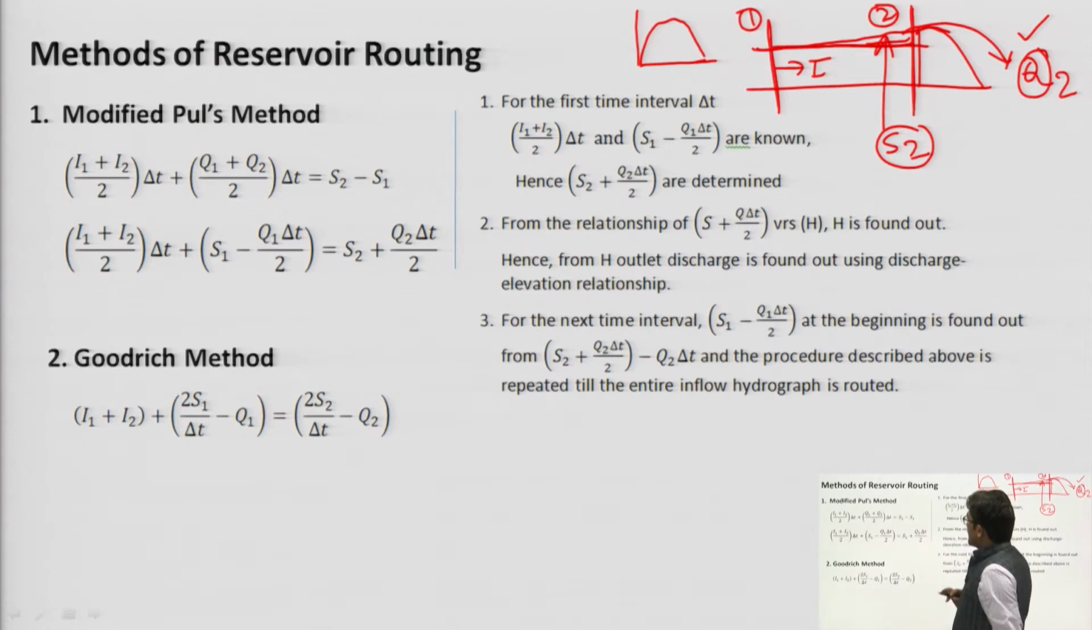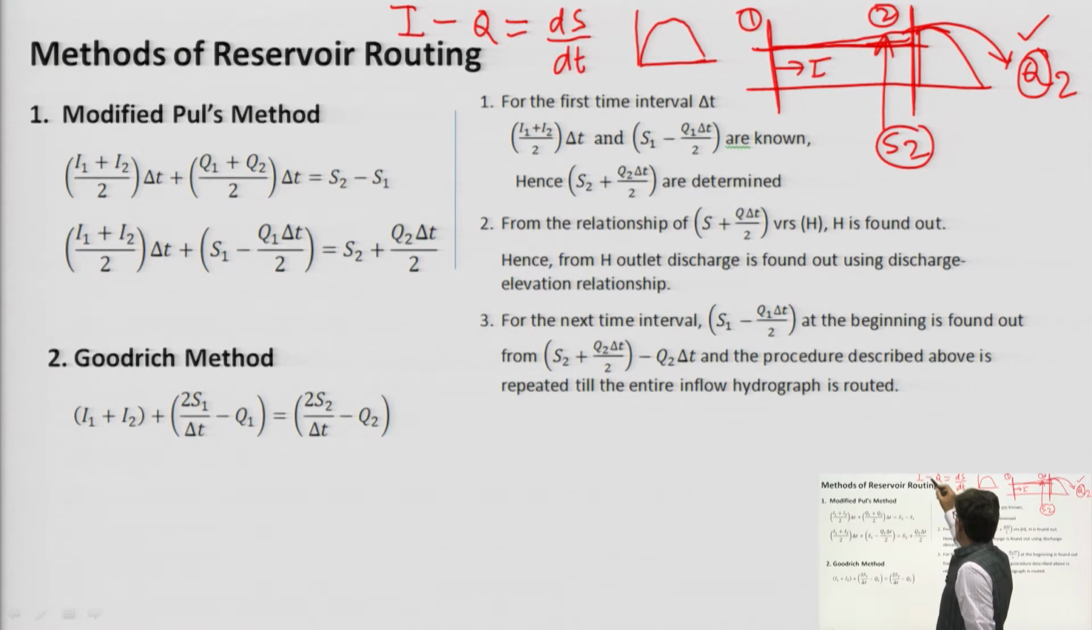In the modified pulse method, the continuity equation is used, as I told you in my last class. So, what is the continuity equation? The continuity equation is inflow minus outflow equals the change in storage, dS by dt.